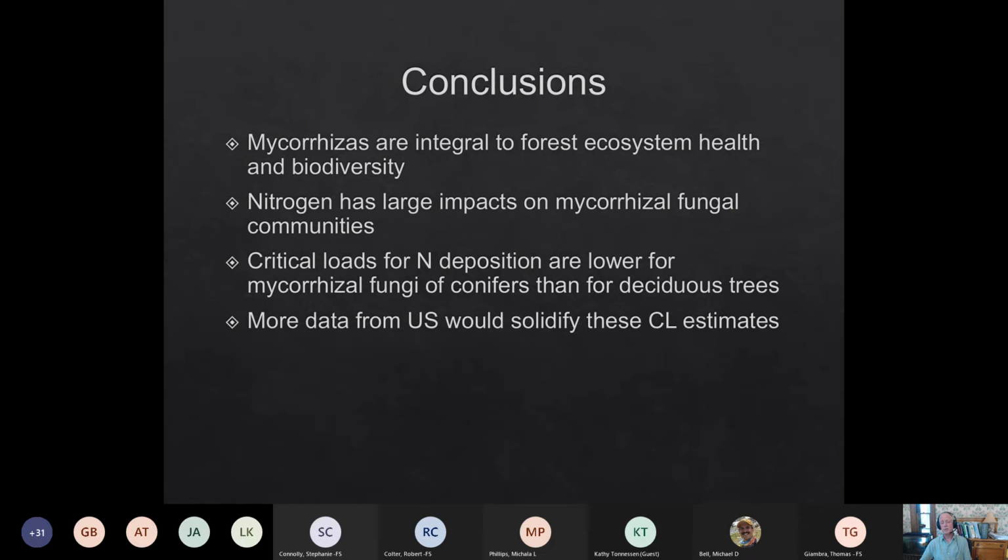Nitrogen has a large impact on mycorrhizal fungal communities. Critical loads for nitrogen deposition are lower for mycorrhizal fungi of conifers than for deciduous trees.